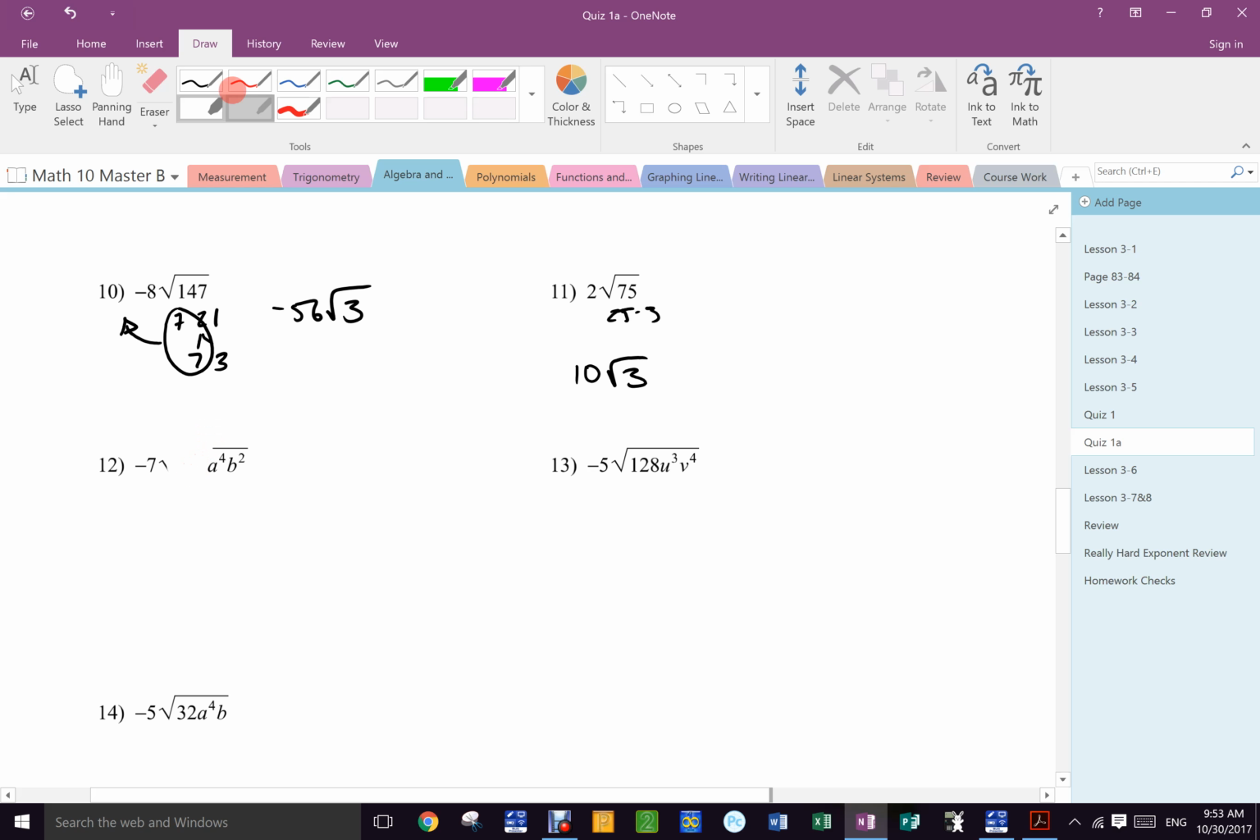If the number isn't there and it's just that, do you know what to do? How big a group am I looking for? 2. How many A's are under there? 4. So how many groups of 2 can I get out? 2. So you do know how to do it.